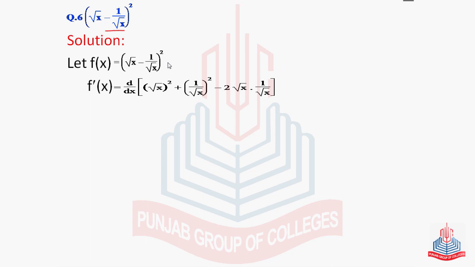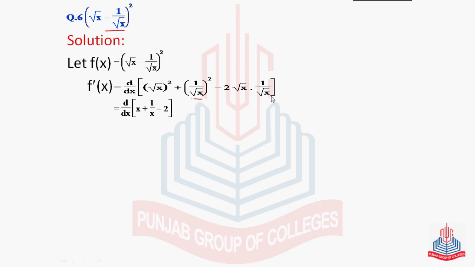So rather, we apply the power rule here first. We simplify this question first. This is in the form of a minus b whole square, so that will be a square plus b square minus 2ab. So that is square root of x whole square plus 1 over square root of x whole square minus 2 into square root of x into 1 over square root of x.